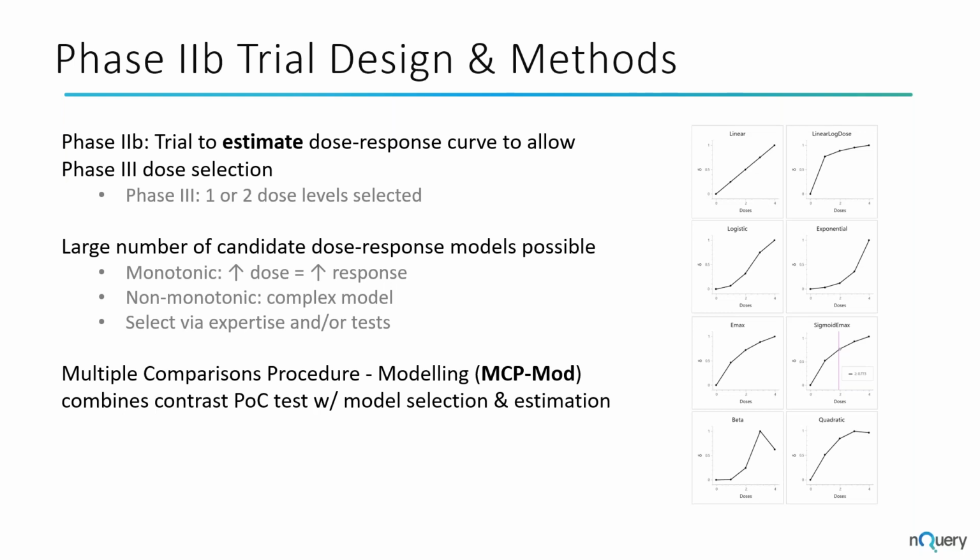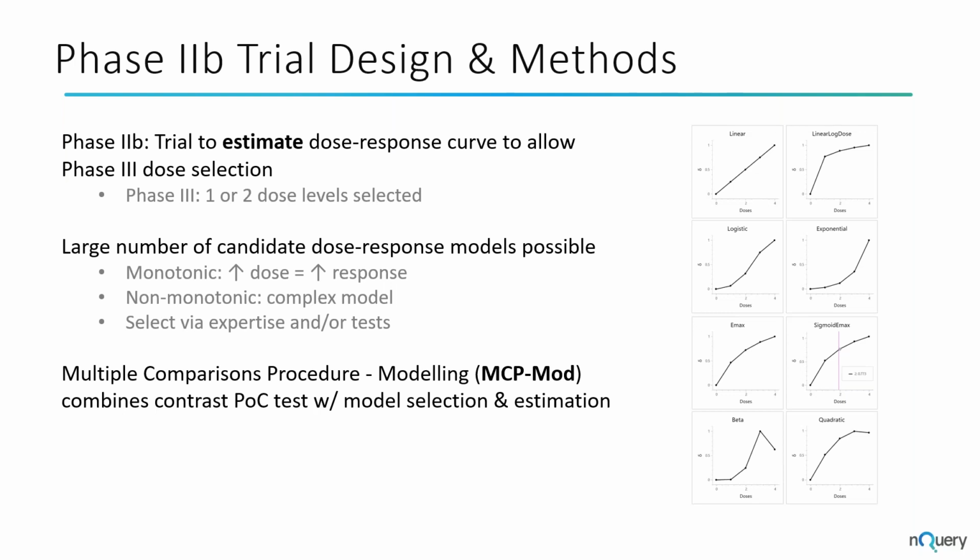There are a large number of candidate models that can be used to estimate the dose response, with the majority of these being monotonic. That is, when the dose increases, we also expect to see an increase in the clinical response. But it is possible to have a non-monotonic relationship, of course, but it will require more complex models to capture that shape, and we'll talk about that in a few moments.